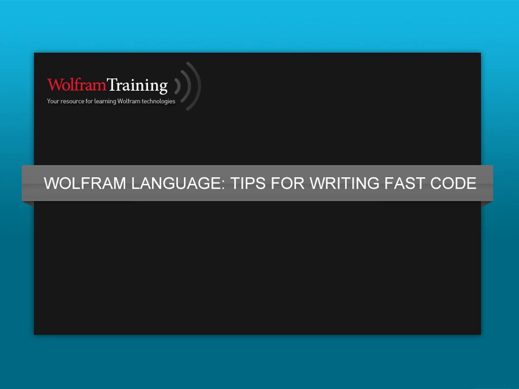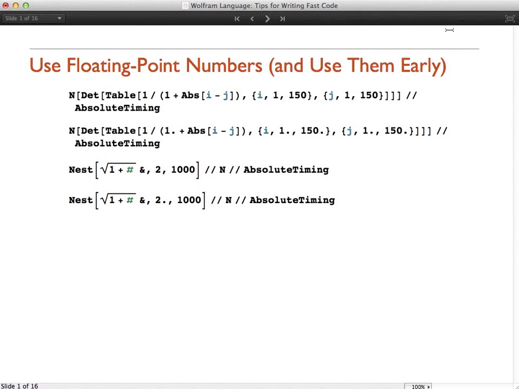Today, I'm going to be sharing a presentation with you that was originally created by John McLoone, who is our sales and marketing manager in Europe. Over the years, he's collected tips for writing fast Wolfram language code. Often these tips come from the personal experience of debugging one's own code, and also from working with other people's code. So the first thing I'll discuss today is the use of floating point numbers to speed up your computations.